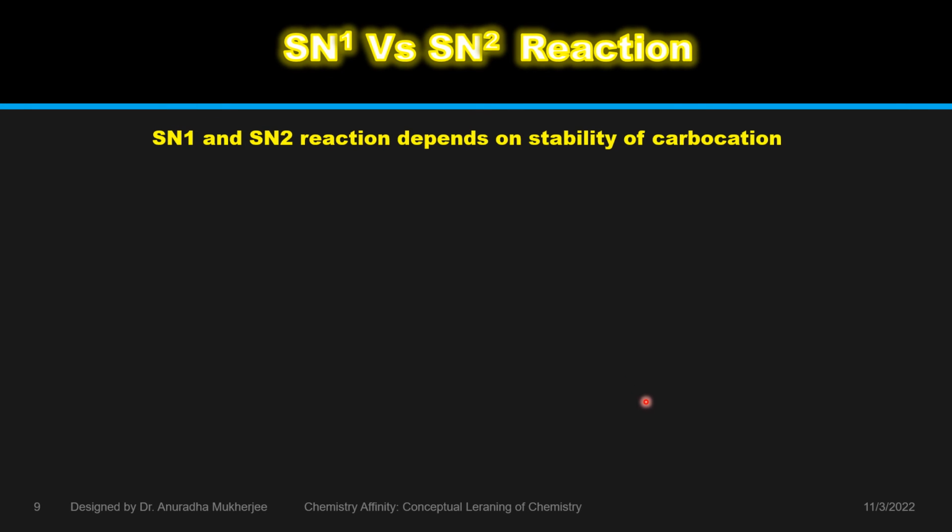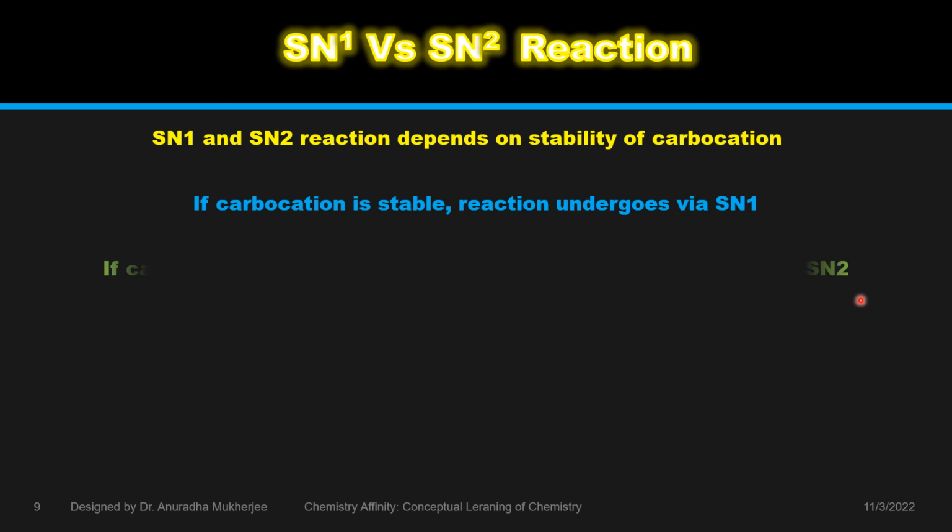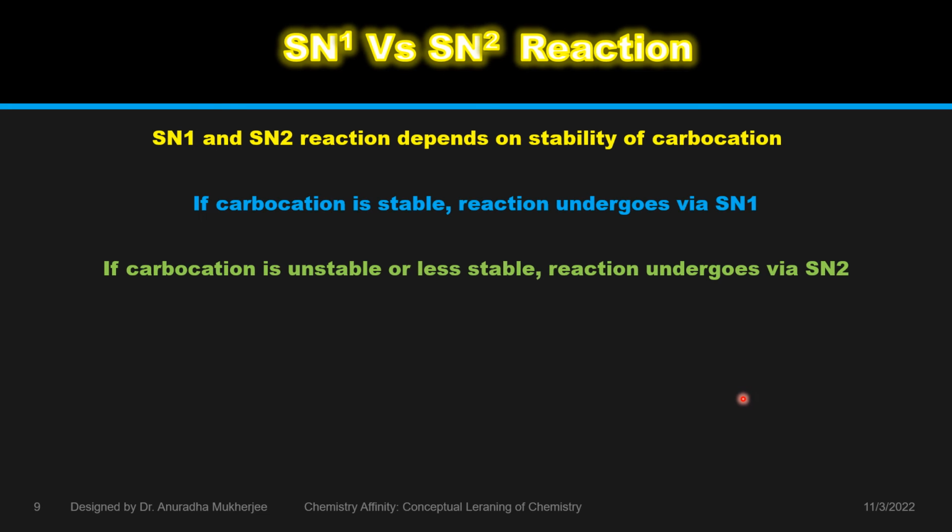SN1 versus SN2 reaction. We have to understand when SN1 reaction will take place and when SN2 reaction will take place. SN1 and SN2 reaction depends on the stability of the carbocation. If the carbocation is stable, the reaction undergoes via SN1. If the carbocation is unstable or less stable, then the reaction undergoes via SN2 reaction.